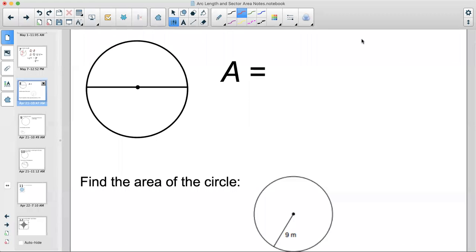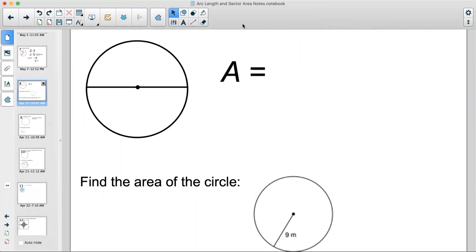Hey everybody, welcome back. Still talking about arc length and sector area. In the first one, we talked about arc length. Now we're going to talk about sector area.